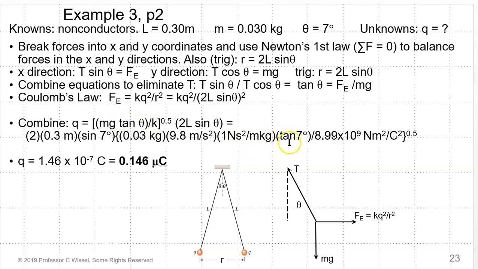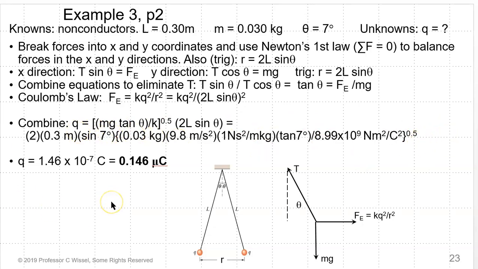Here's the tangent of the angle. And this is divided by K, which is 8.99 times 10 to the 9th newton meter squared per coulomb squared. If you check all the units, they cancel out and come out in coulombs, which is what we want. Don't forget to take the square root of the stuff that's in the brackets.